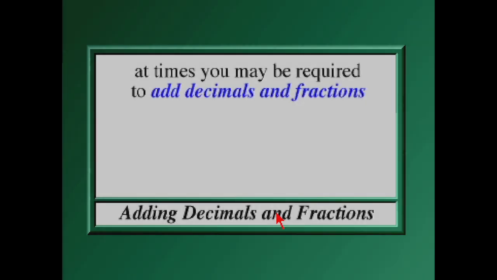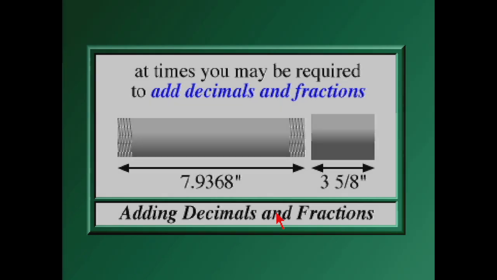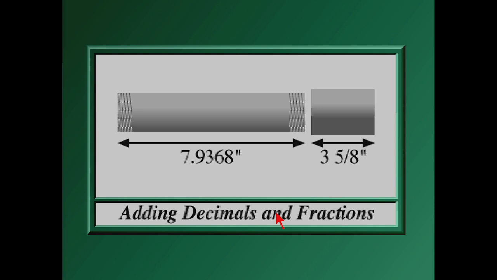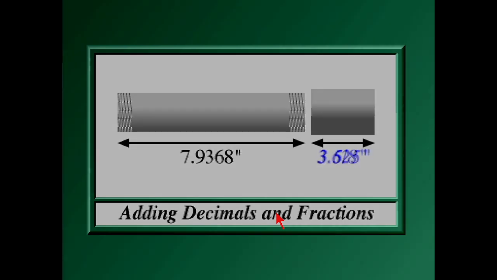At times, you may be required to add decimals and fractions. Suppose you need to add the length of a piece of pipe measured in decimals and a coupling measured in fractions. First, convert the proper fraction to a decimal. In this example, 3 and 5/8 inches becomes 3 and 625 thousandths inches.